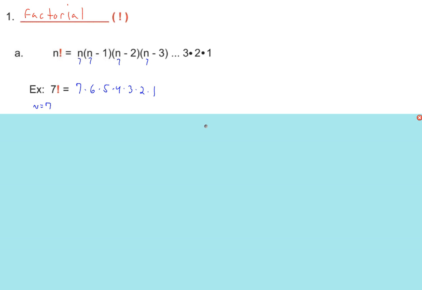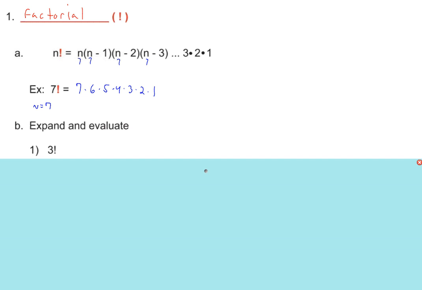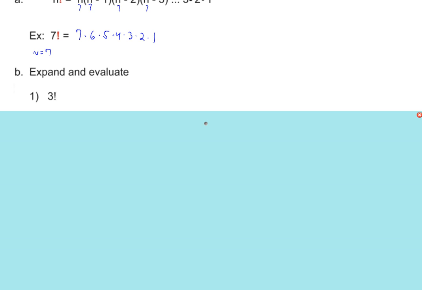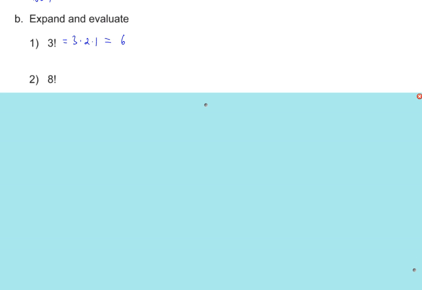All right, so go back and find your factorial button on your calculator, because we're going to expand and evaluate. The first one you could do in your head. If they say expand, they want you to write it out like we just did. So they want you to write 3 times 2 times 1. And then evaluate, they want the value. And again, that one you can do in your head. That's a 6.